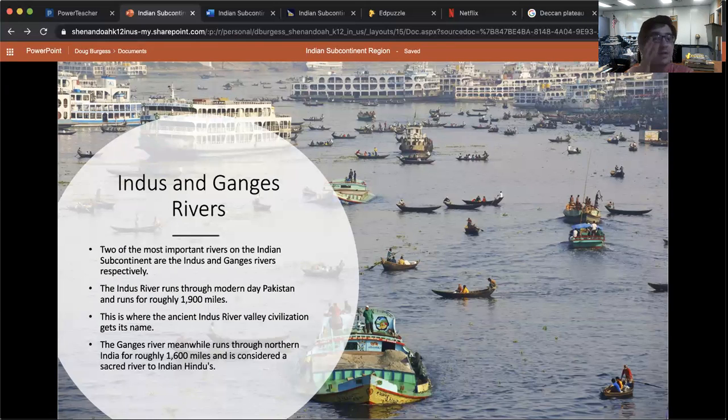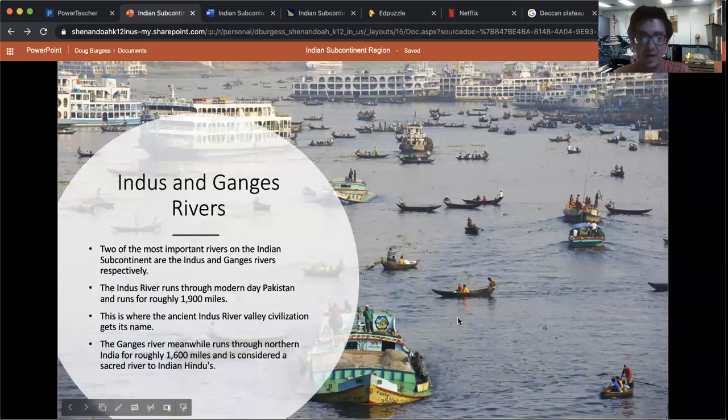The two rivers that we are going to focus on in this area are the Indus and Ganges rivers. And these are two of the most important rivers in the subcontinent. The Indus River runs through modern-day Pakistan and runs for roughly 1,900 miles or so. This is where the ancient Indus River Valley civilization gets its name, and that is the first ancient civilization that we will talk about probably Monday of next week. So that's where that civilization gets its name.